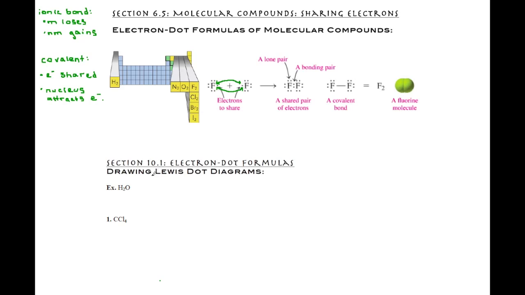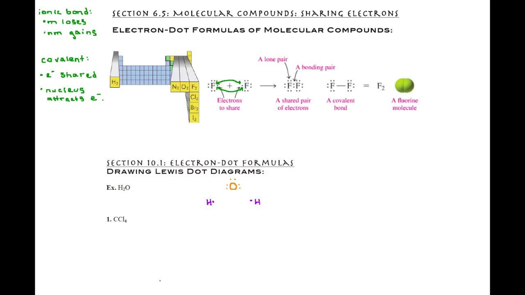I'm going to show you now with water how to do this, and then with CCl4. So with water, I'm first going to draw out my atoms with their number of valence electrons. So oxygen, I'll draw here. Oxygen has 6 valence electrons: 1, 2, 3, 4, 5, 6. Now I'm going to do hydrogen. Hydrogen only has 1 valence electron, but there are 2 of them. So I'm going to draw 1 hydrogen here with its 1 valence electron, and then I'm going to draw this hydrogen here with its 1 valence electron.